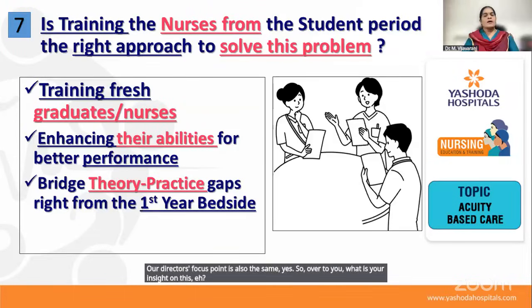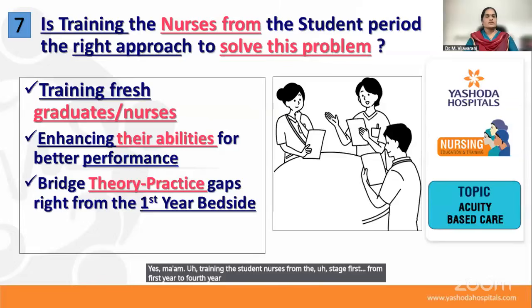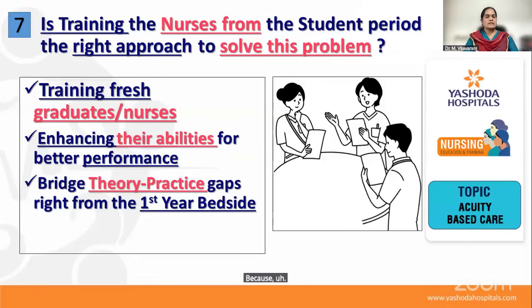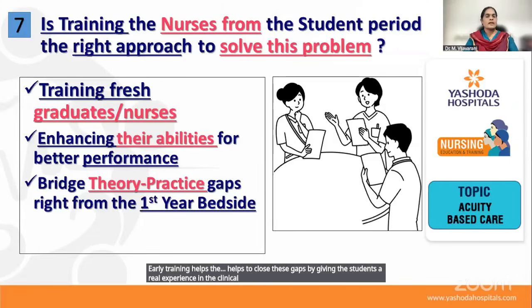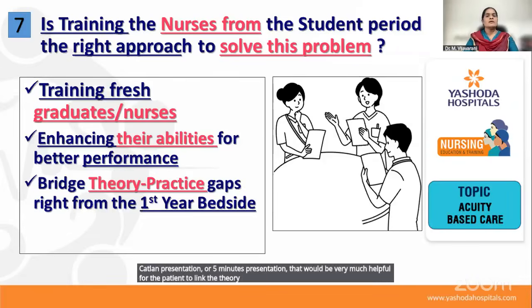Yes, ma'am. Training the student nurses from first year to fourth year is the right approach, because often there is a gap between what is taught in theory and what happens at the bedside. Early training helps to close these gaps by giving the students real experience in clinical settings, by taking up case study presentations, care plan presentations, or 5 minute presentations. That would be very helpful to link the theory with the practice.